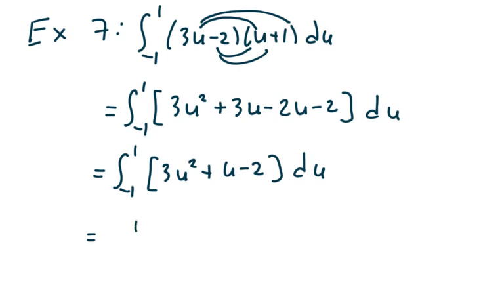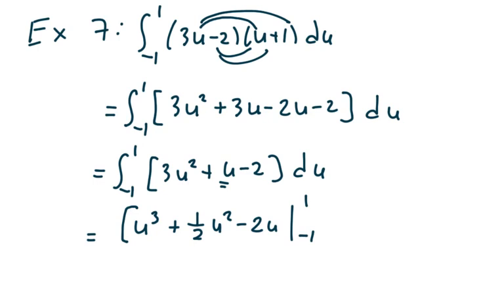So this is u cubed, right? That's the function whose derivative is 3u squared. Plus 1/2 u squared, that's the function whose derivative is u, minus 2u from -1 up to 1. Pop the 1 in. So this is going to be 1 plus 1/2 minus 2.